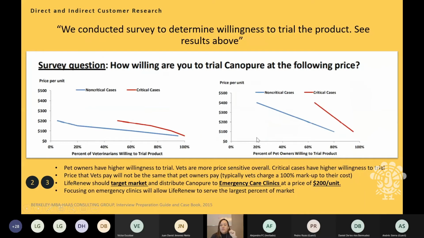The second piece is focusing on customers. So who are the customers? In this case, they are the veterinarians, right? And also their indirect customers are the pet owners, right? You need to understand that as well.